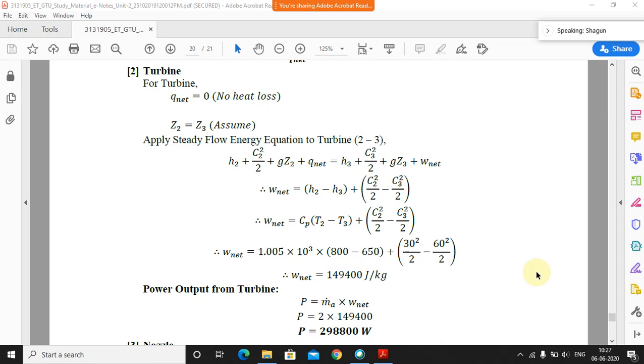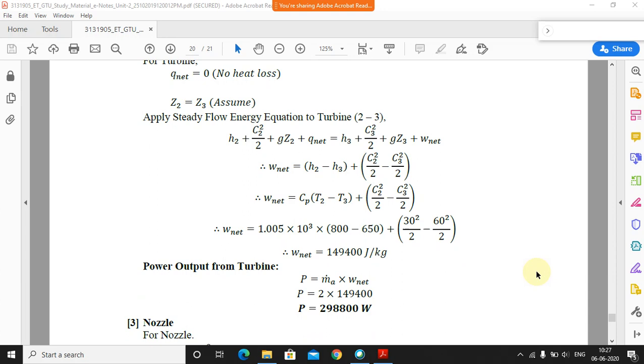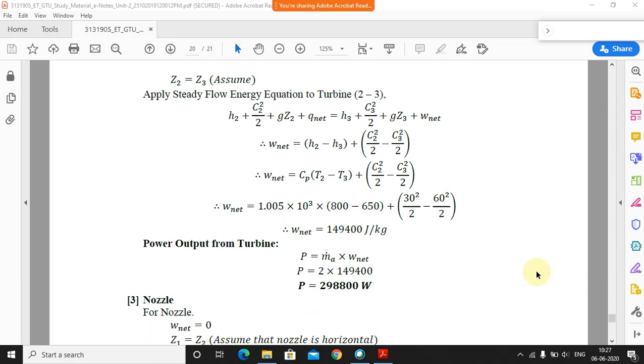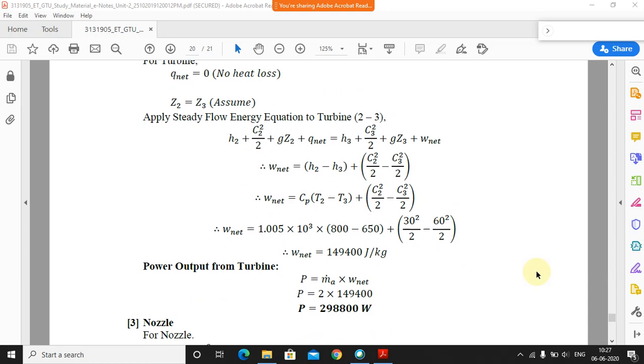Okay, so 149400 joules per kg. Right. So the power output from the turbine will be how much? P is equal to m dot, that is the mass flow rate, into W net. So that is 2 into 149,400. That is 298,800 watt.